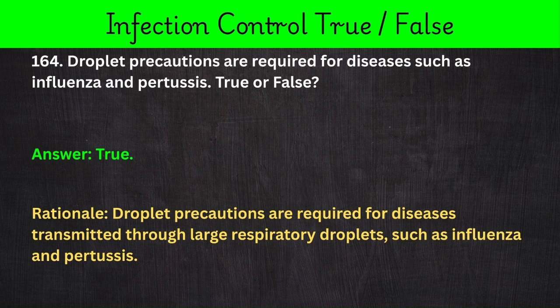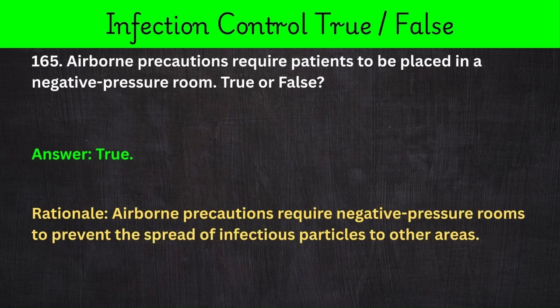164. Droplet precautions are required for diseases such as influenza and pertussis. True or false? Answer: true. Rationale: droplet precautions are required for diseases transmitted through large respiratory droplets such as influenza and pertussis.